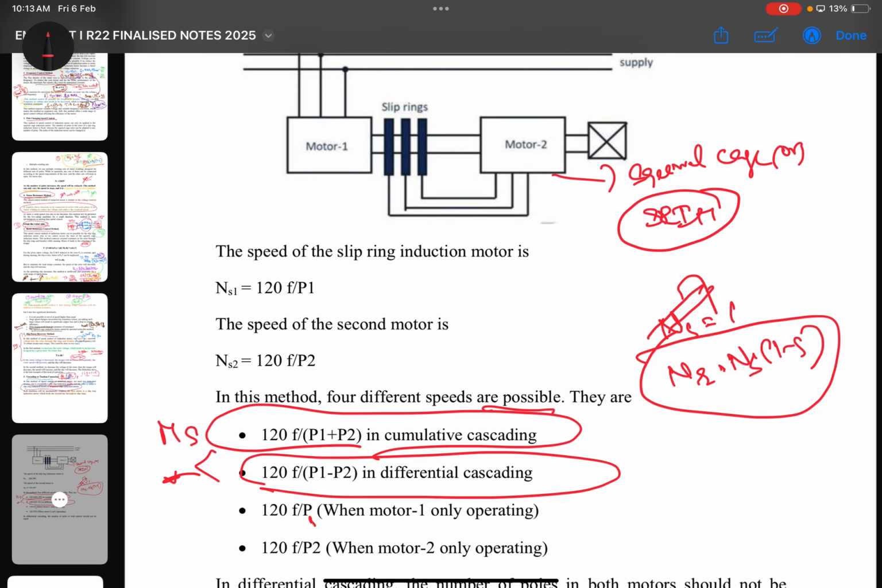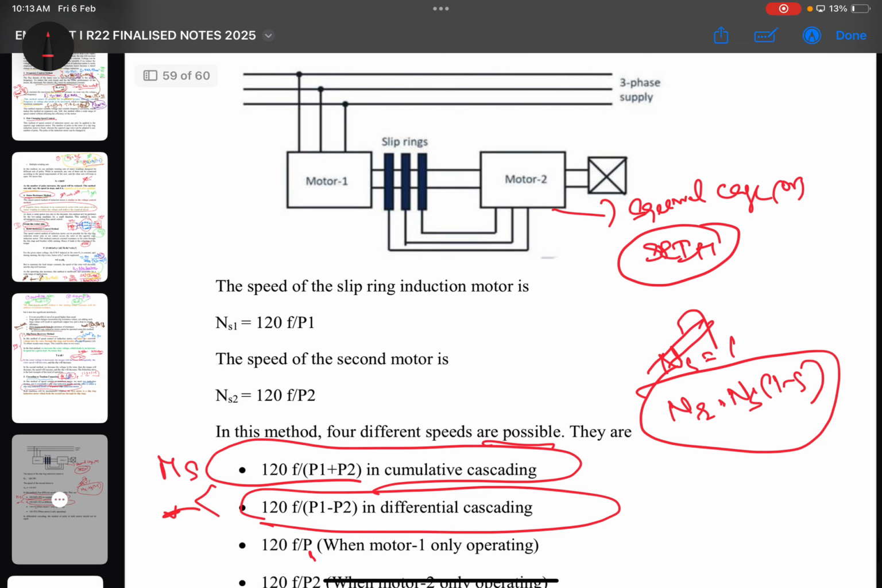So this is the concept. This is the cascading of three-phase induction motors. So we discussed in detail the topic of speed control of three-phase induction motor from the rotor side as well as the stator side.